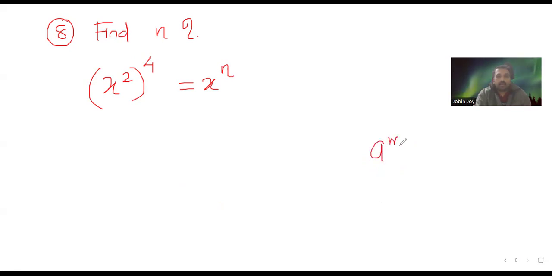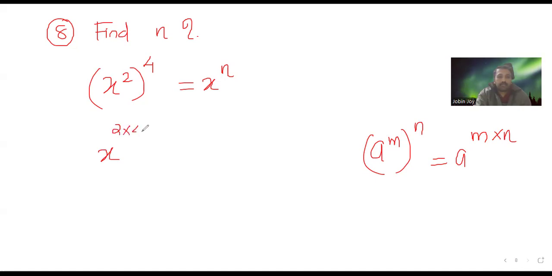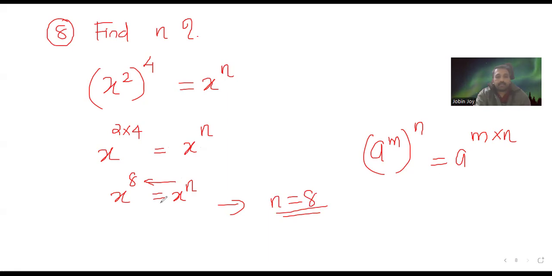Again, I will apply the law: (a raised to m) the whole raised to n equals a raised to m into n. So x raised to 2 into 4 equals x raised to n. So x raised to 4 into 2 is 8 equals x raised to n. So I can equate the power, right? So n is equal to 8. Check the base. Base is x, right? So that we can equate the power. So the answer is n is equal to 8.